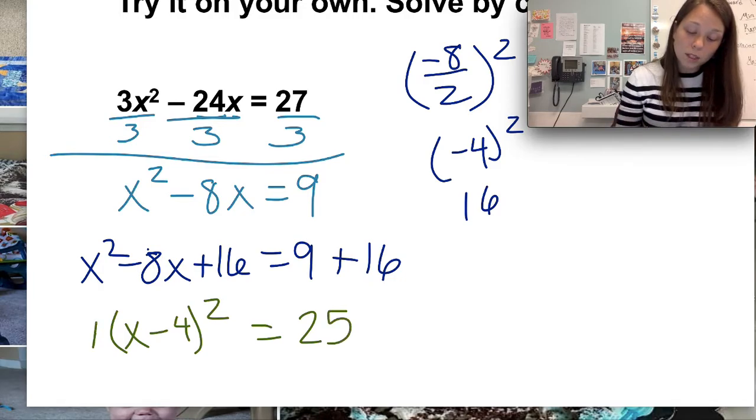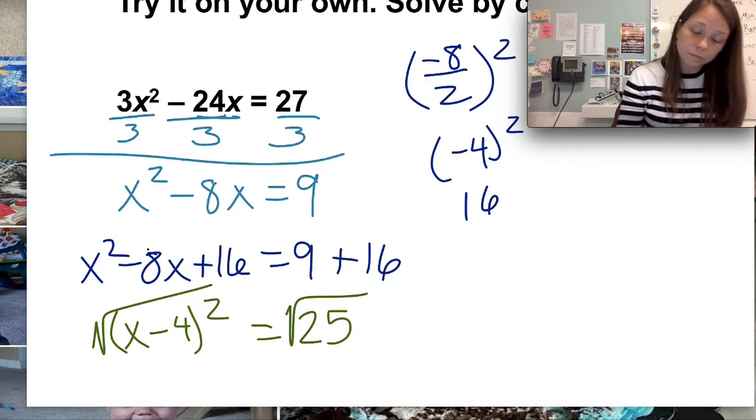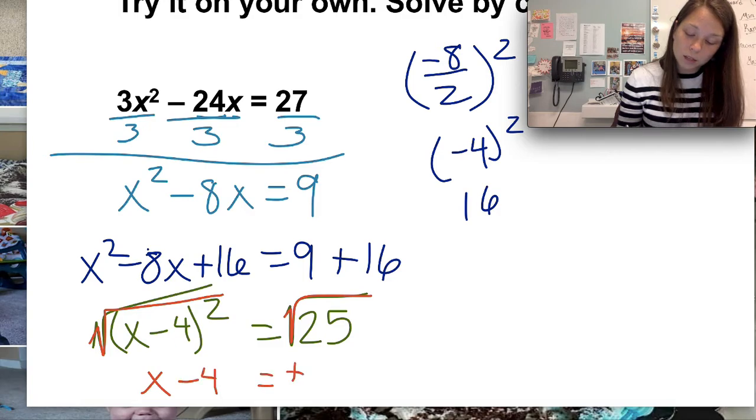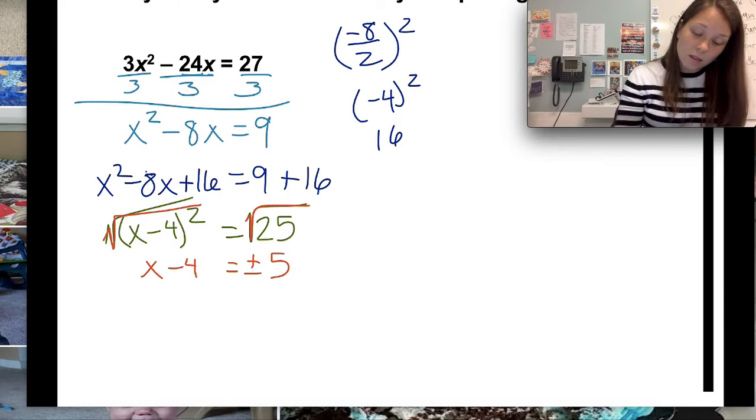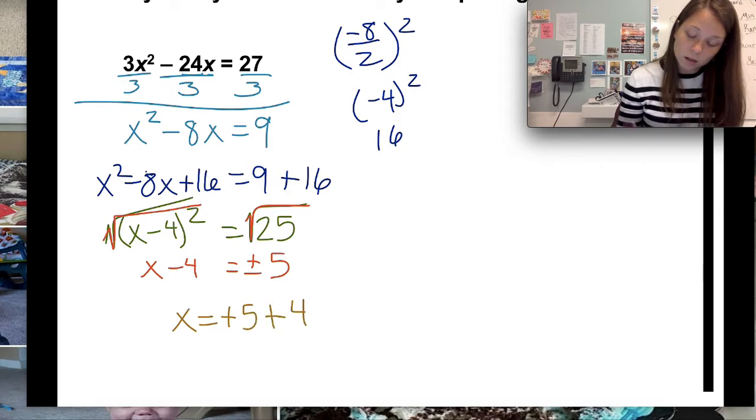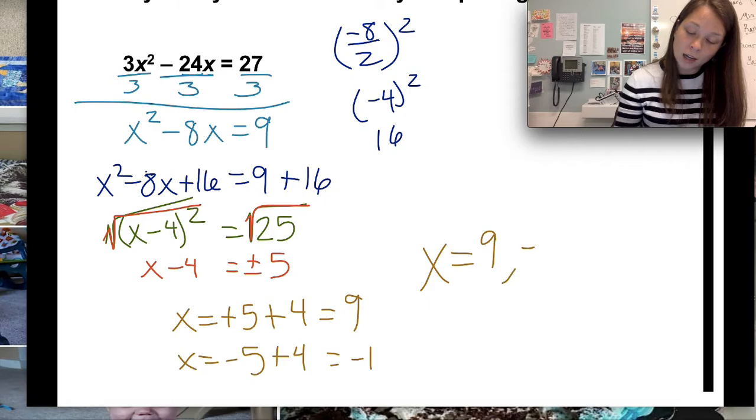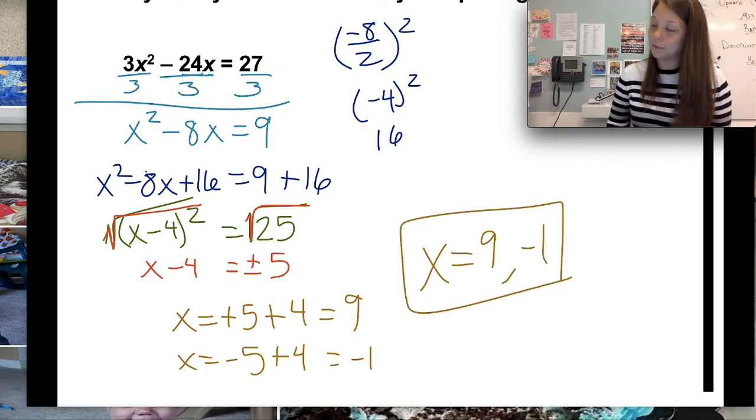Square rooting both sides, I get x minus 4 equals plus or minus 5. And the very last step, adding the 4 over, I get a positive 5 plus 4, which is 9. And then I get a negative 5 plus 4, which is negative 1. So my two answers are 9 and negative 1.